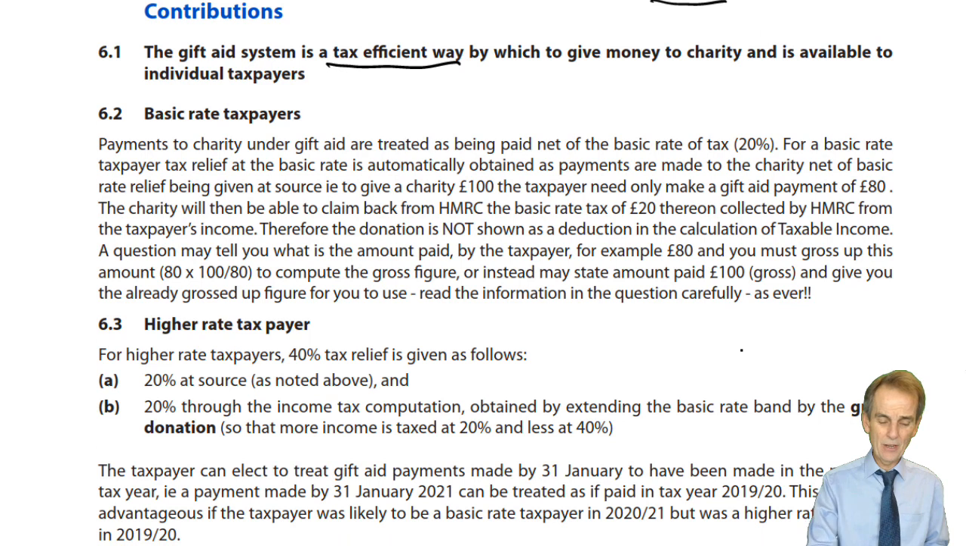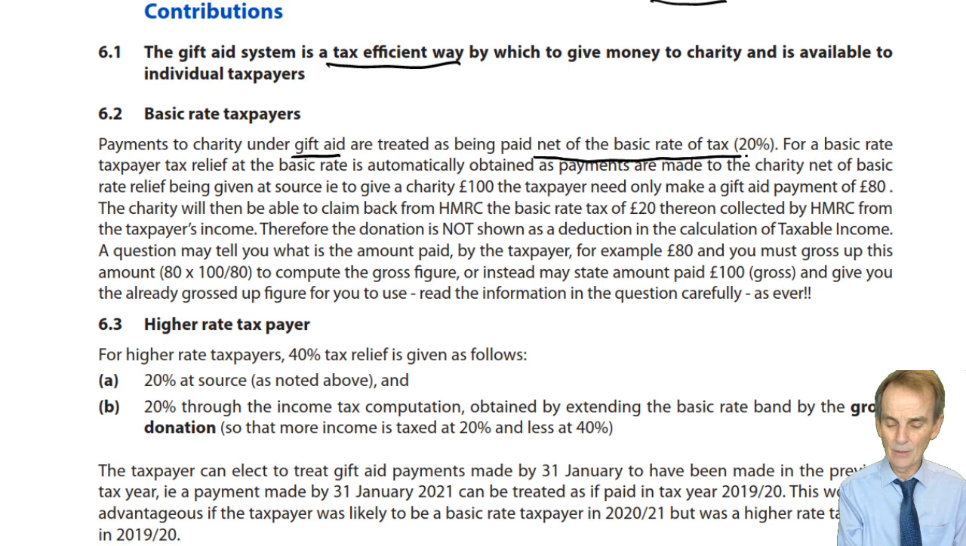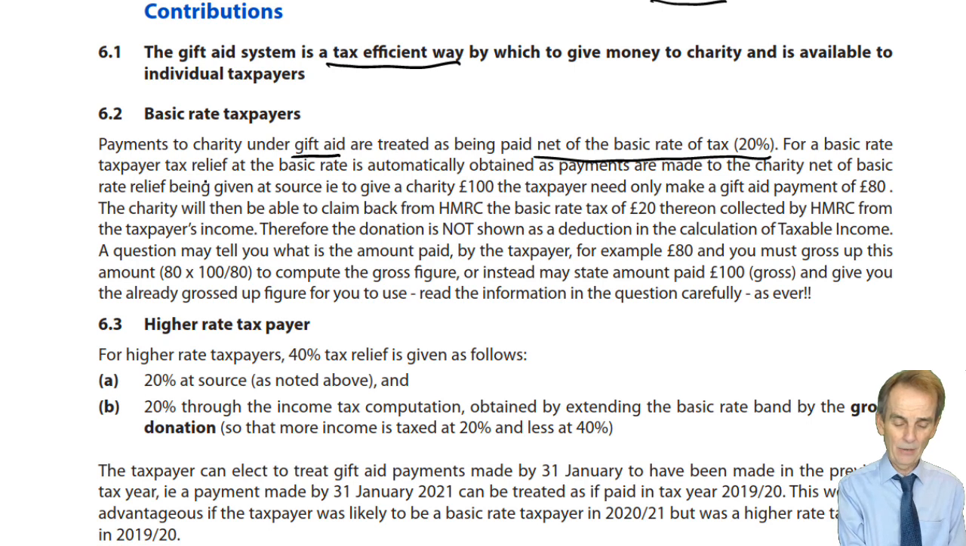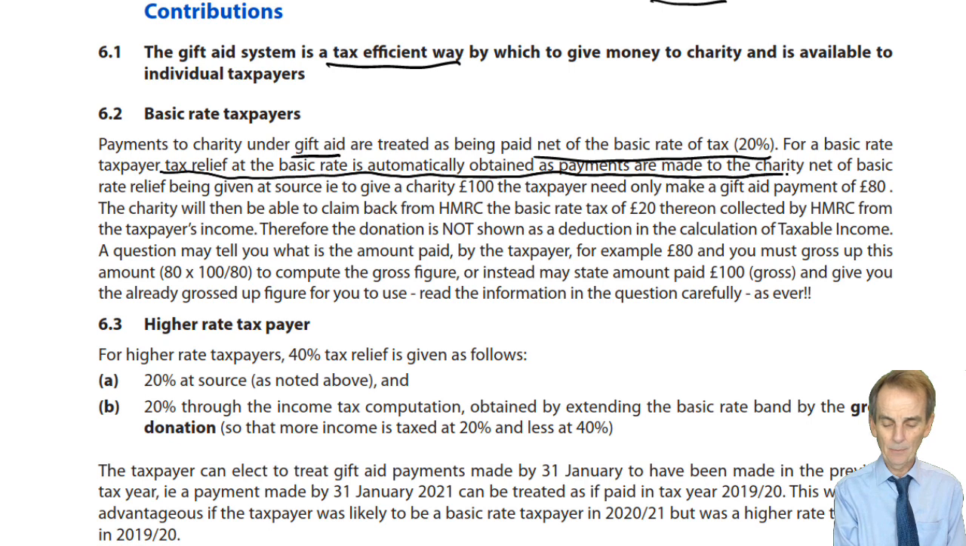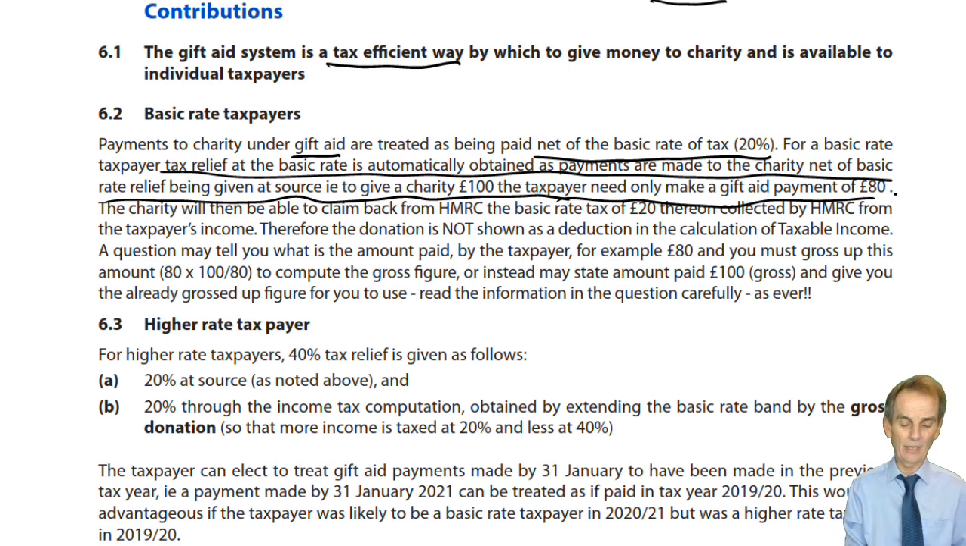Now, just have a little read through here in relation to basic rate taxpayers in the context of what I've said. As we've said, the payments to charity under Gift Aid are treated as being paid net of the basic rate of tax of 20%. I paid 80 out of my gross of 100. I suffered basic rate tax of 20% on that 100. For a basic rate taxpayer, tax relief at the basic rate is automatically obtained as payments are made to the charity net of basic rate relief being given at source, i.e. to give a charity £100, the taxpayer need only make a Gift Aid payment of 80.